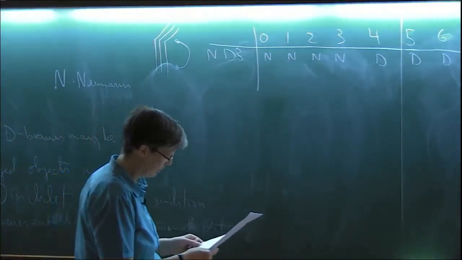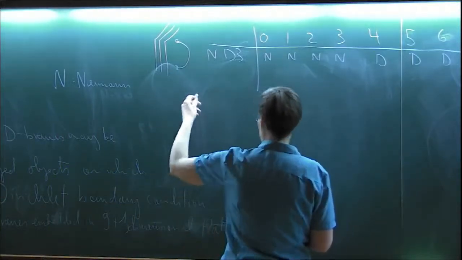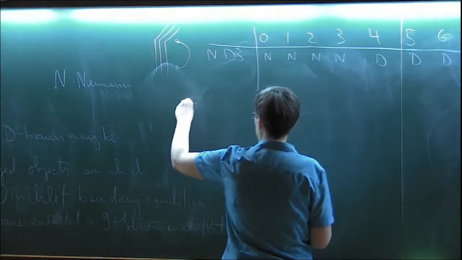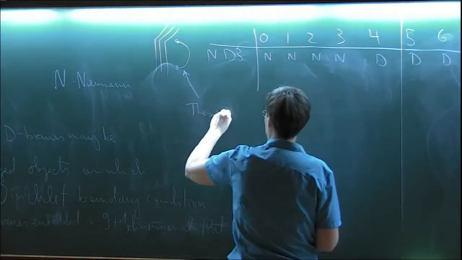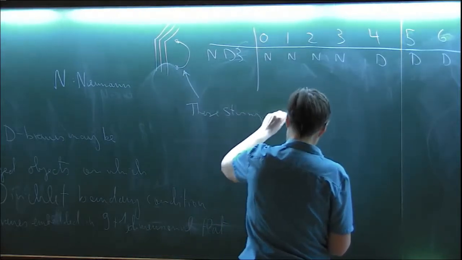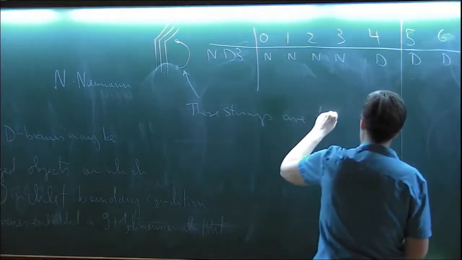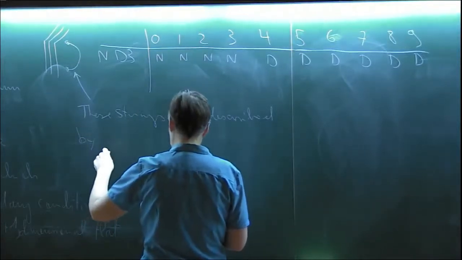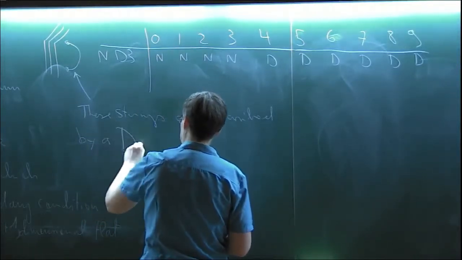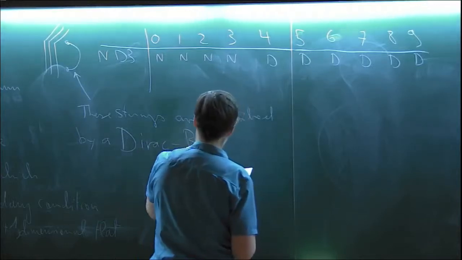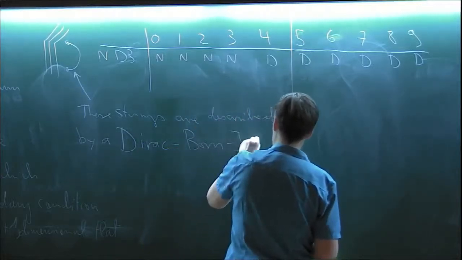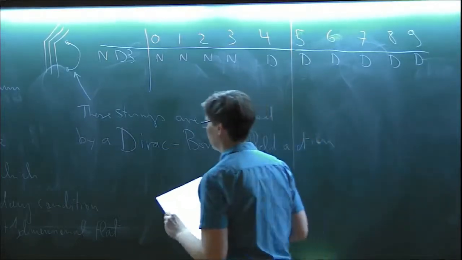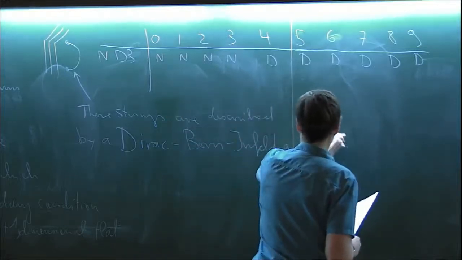Okay, so now there's a particular action which describes the motion of these open strings, and so these strings are described by a particular action, and the action is called the Dirac-Born-Infeld action. Okay. So what is this action?